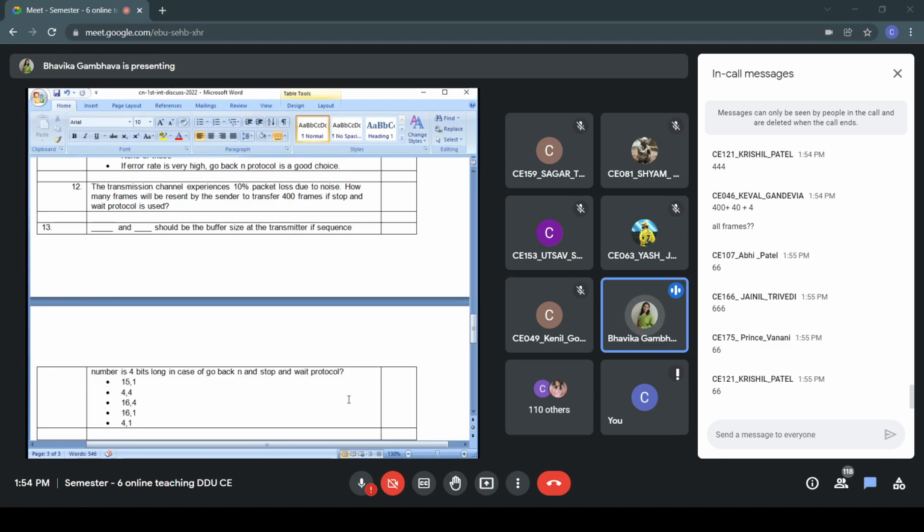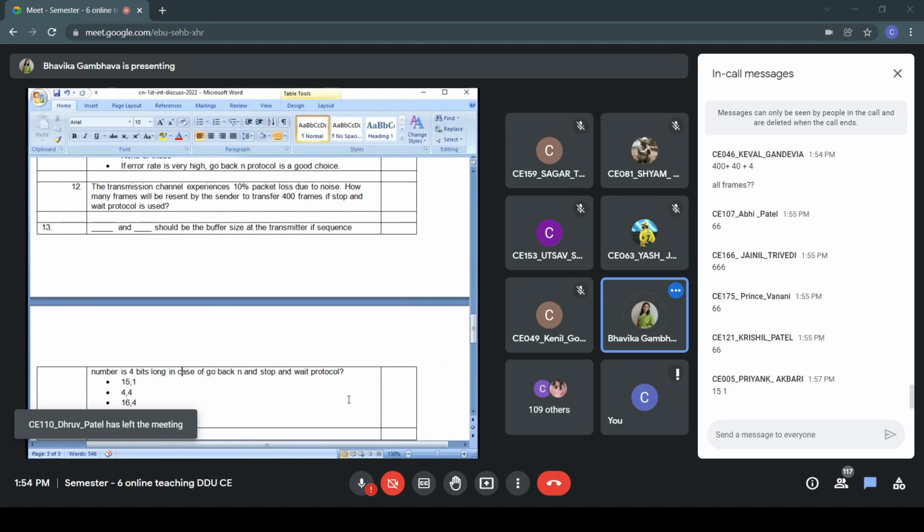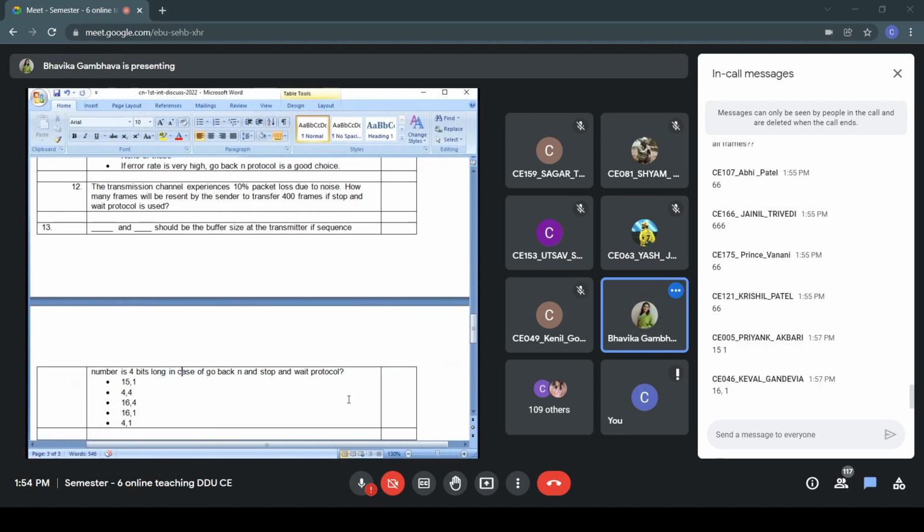Okay, roll number 1 to 50. Anyone from roll number 1 to 50? Would you try this? We have got two answers, 15 and 1 and 16 and 1. Please think and tell me. So I like that at least you are getting 1 in the stop and wait. There you are not confused.